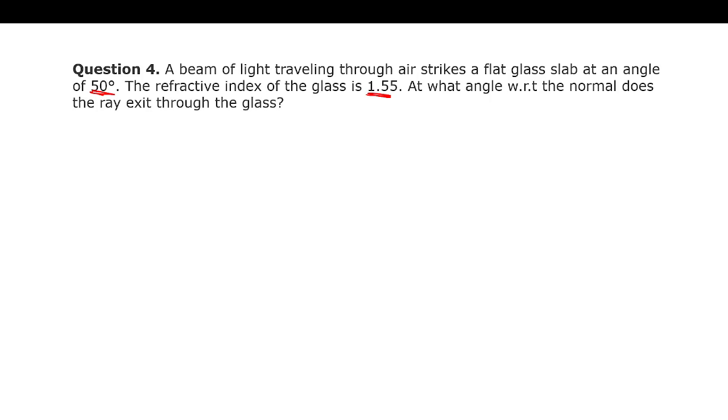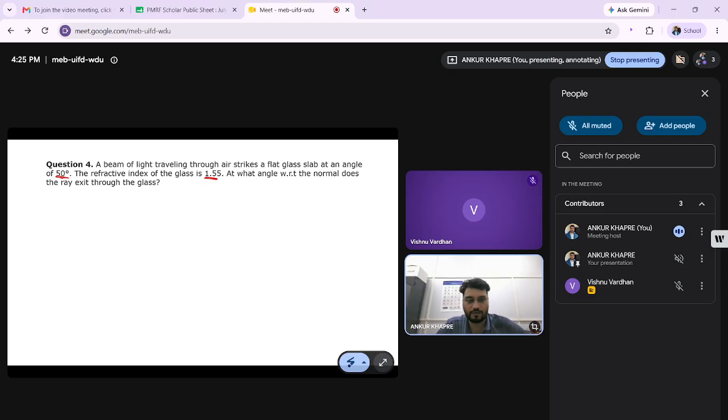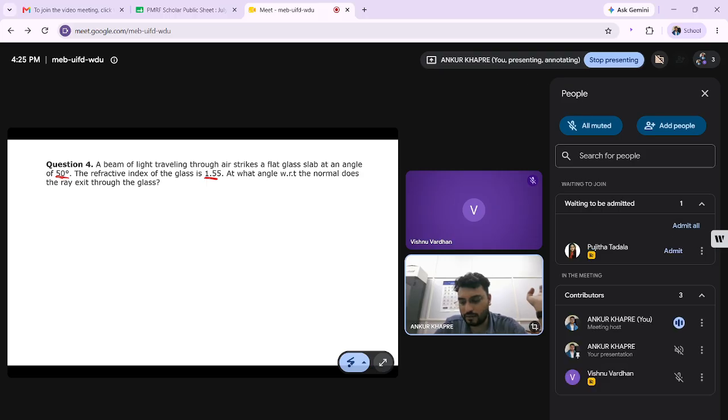So could you please try to solve it? What could be your answer for this? I hope that you have gone through all the lectures, so you must have all the information which I'm talking about here. Week one is basically for the fundamentals.